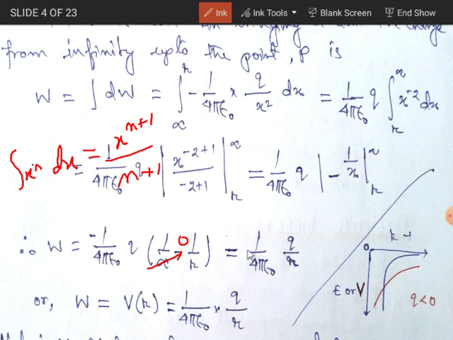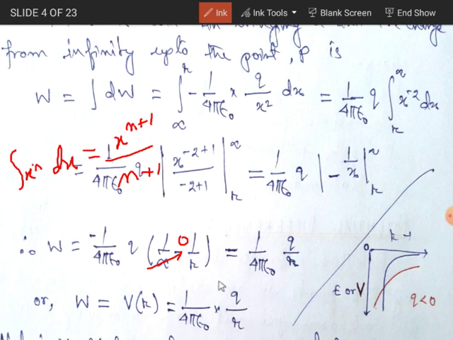So your work done per unit charge, this is for a unit positive charge, so this can be treated as work done for that unit positive charge. That means work done per unit positive charge is your electric potential. And this is the electric potential at a distance r from that given charge. So the electric potential at a distance r will be equal to 1 by 4 pi epsilon naught times q by r.